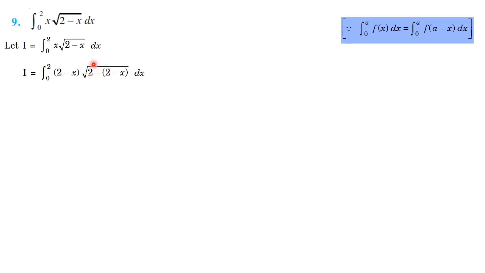When we remove the bracket, these 2 and these 2 will be cancelled. The balance will be integral 0 to 2, 2 minus x into root x dx. When we remove the bracket, the integration is quite easy here. So the rest of the portions you will try as homework.